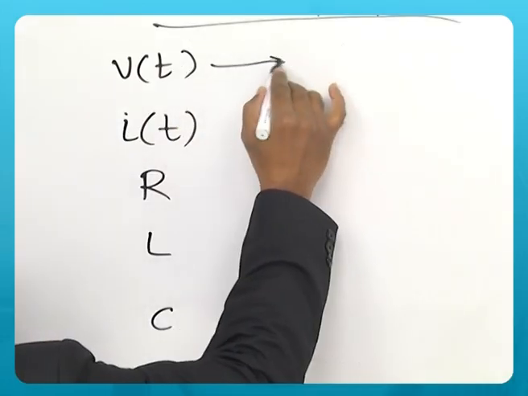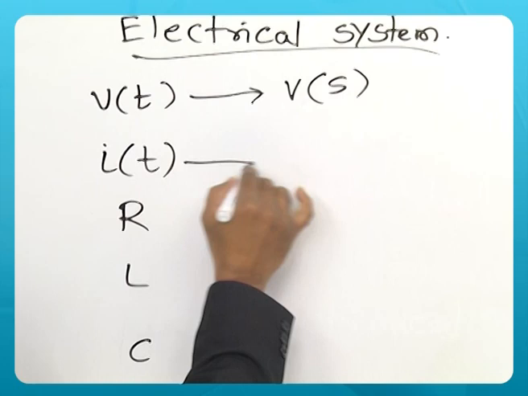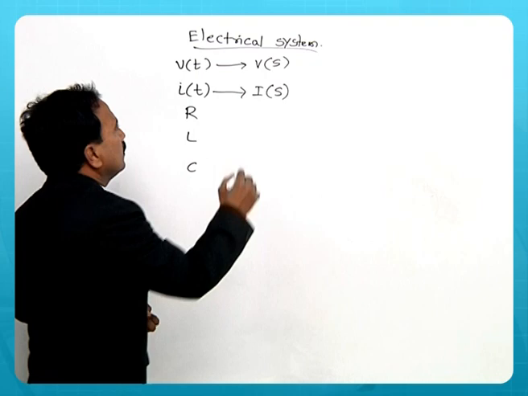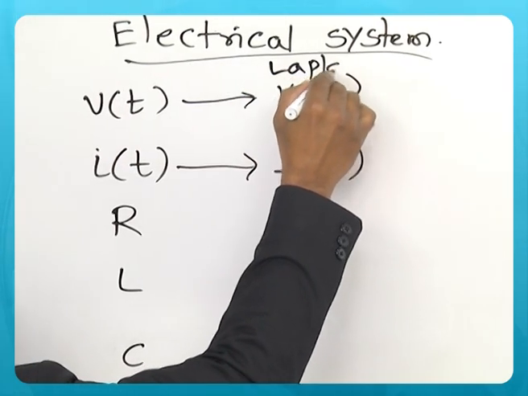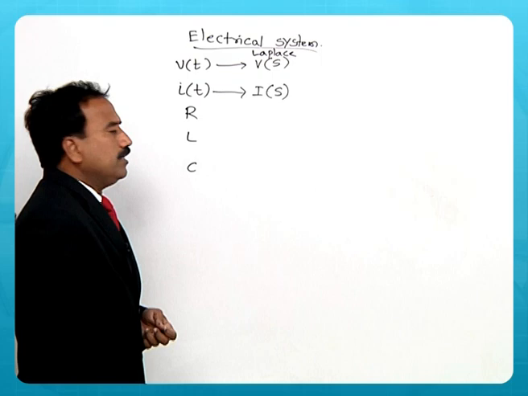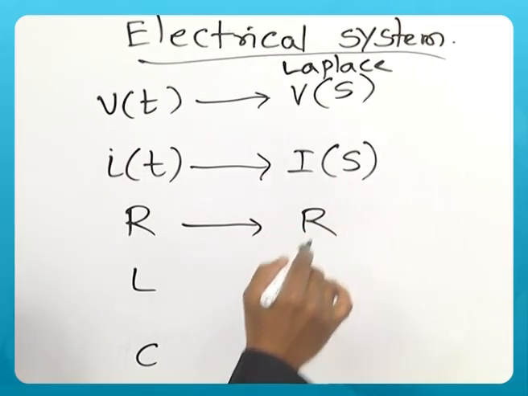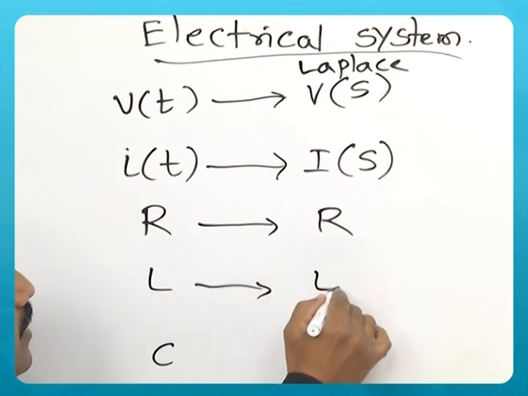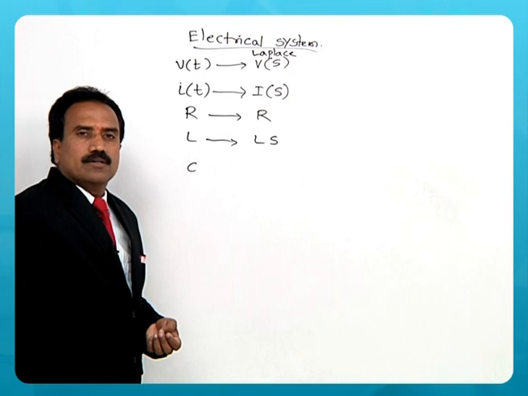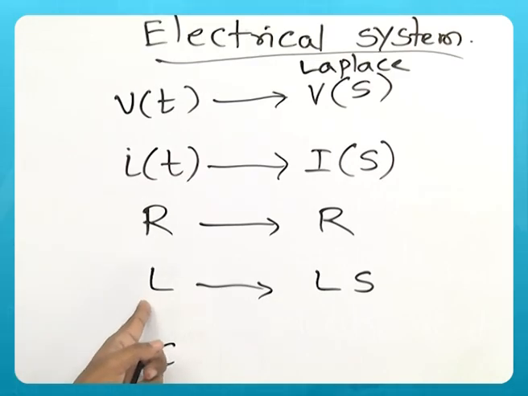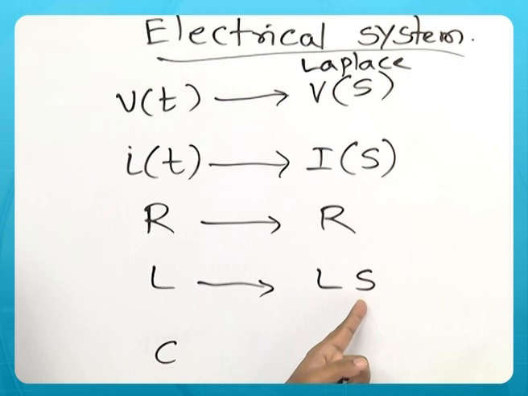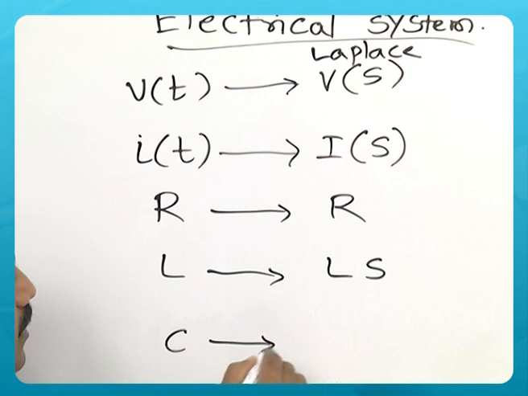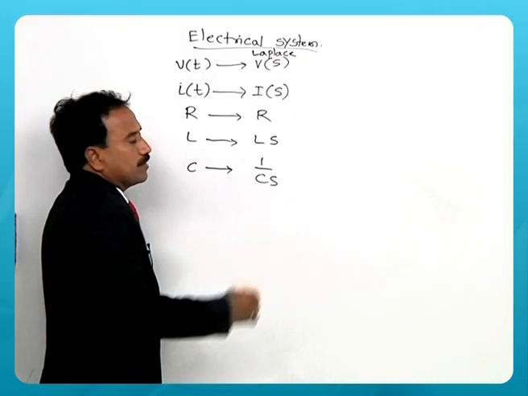So V of t is seen as V of s, I of t is seen as I of s by Laplace. So this is the Laplace function, and R is also seen as R only, by Laplace, and L is seen as Ls. Inductance units are Henrys. When it is transformed into Laplace form, it becomes Ls, it is an impedance. C is 1 by Cs.